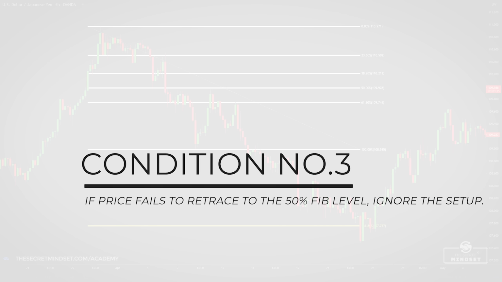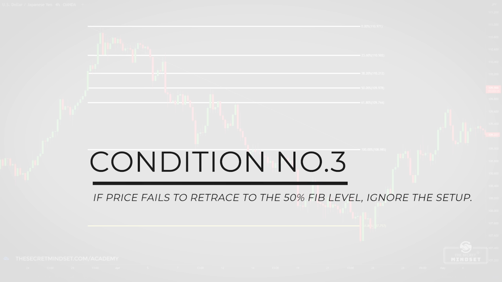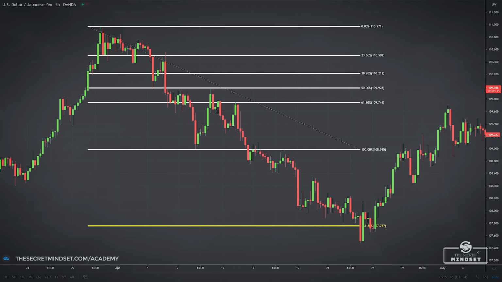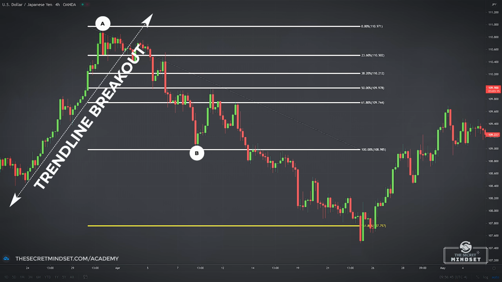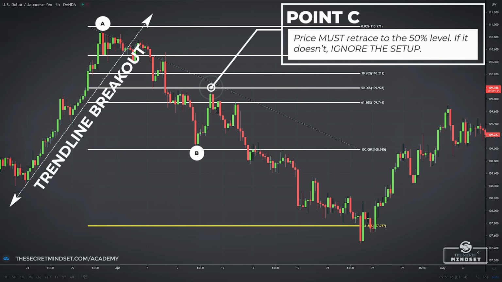level. Third condition, if price fails to retrace to the 50% Fib level, ignore the setup. In some cases, the trend line will be broken, but the price action won't make a decent retracement. Sometimes, it will retrace to the 61.8 level and then resume its move. For this setup, we want price to retrace to the 50% level. If it doesn't, we find other opportunities.